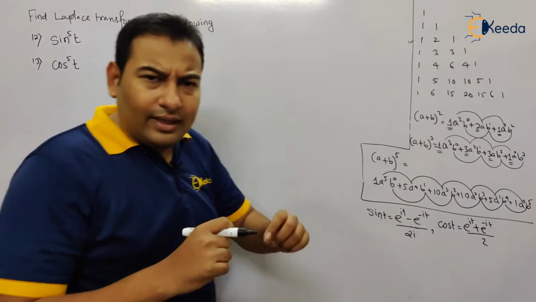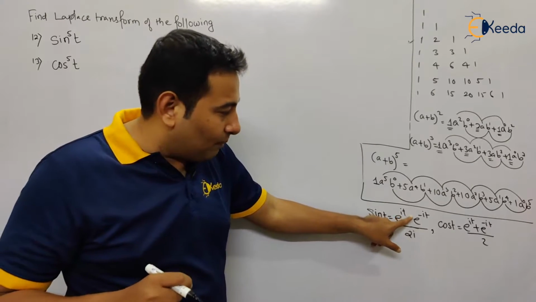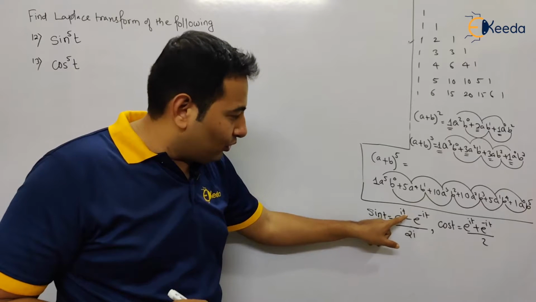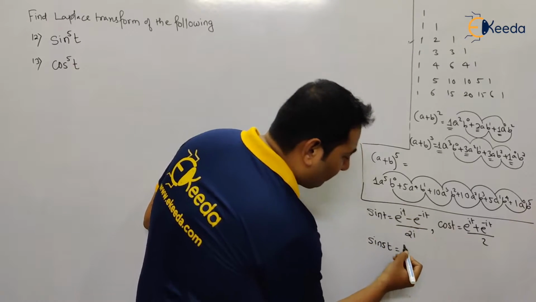See here, let's check a few variations. Whatever is the angle, that will go up. So here it is t, so here it is t. Suppose we have sine pi t, then what?